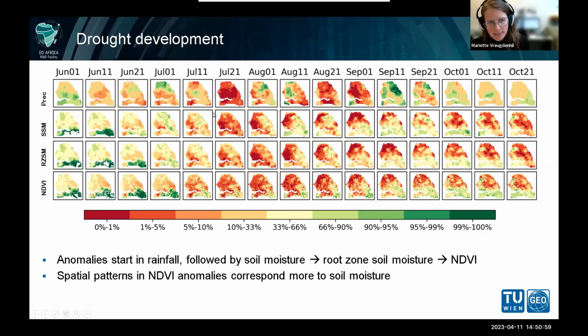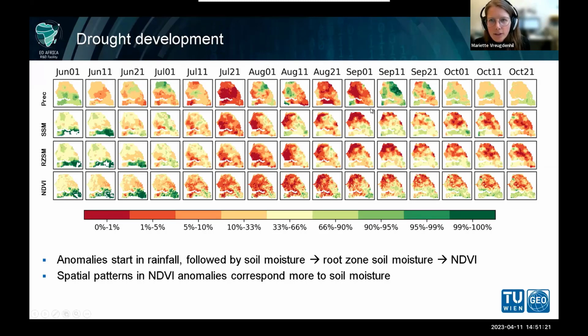If we look a bit more in detail at the spatial patterns, we can see that the strongest anomalies in the NDVI, so the state of the vegetation, where the vegetation is suffering the most from drought, is actually in this northwestern area that we see here.